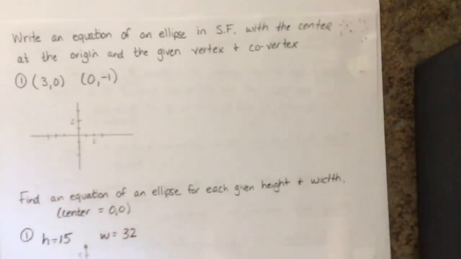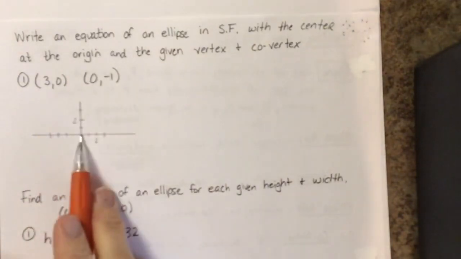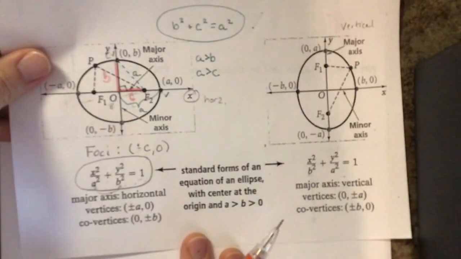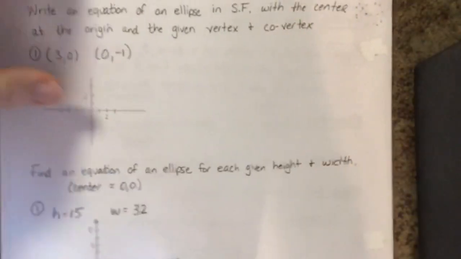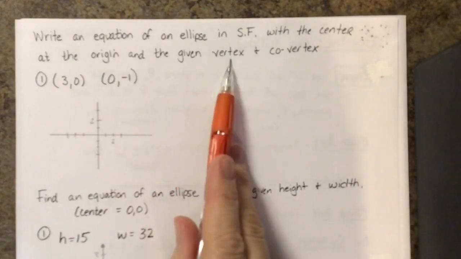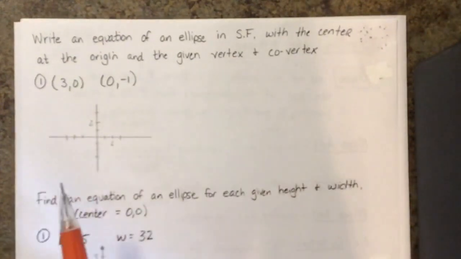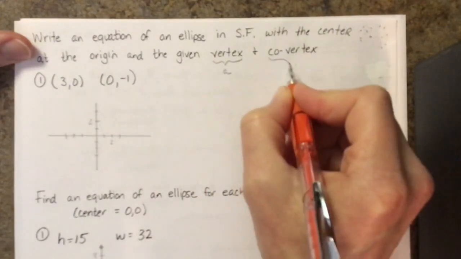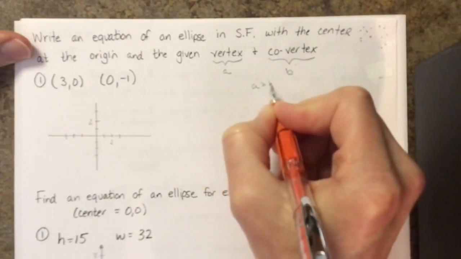First problem. Write an equation of an ellipse with center at the origin. So we're going to start out basic. Center 0, 0. The formulas we just went over are for a center at the origin, 0, 0. And we're given some info. We're given a vertex and a co-vertex. How do I know which one's a vertex and which one's a co-vertex? Well, the letter associated with the vertex is A. The letter associated with the co-vertex is B. And remember, A is always greater than B.